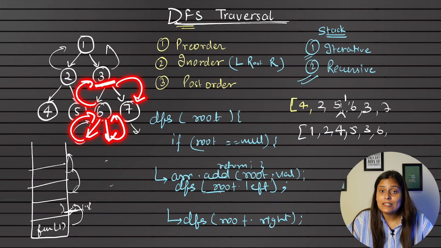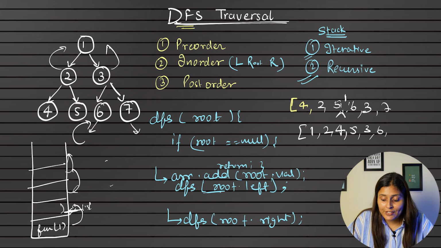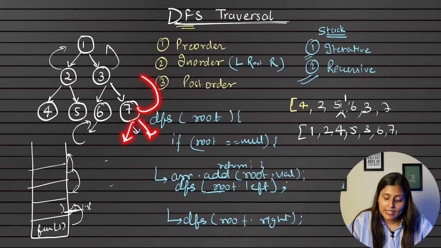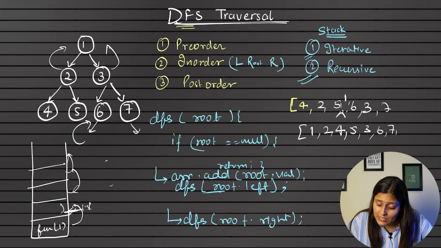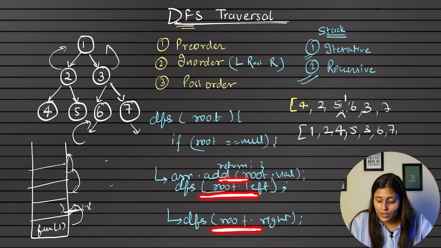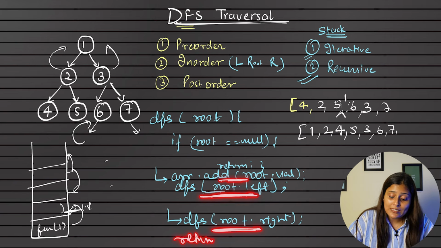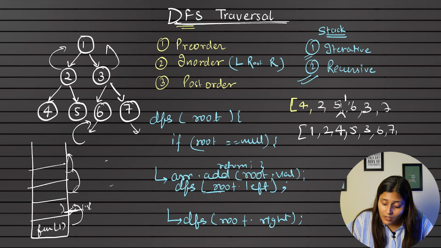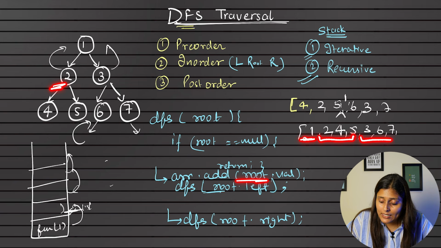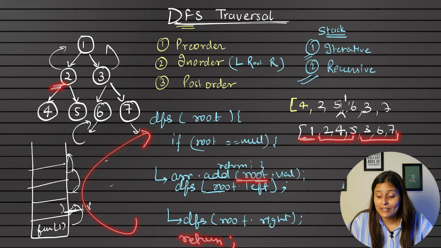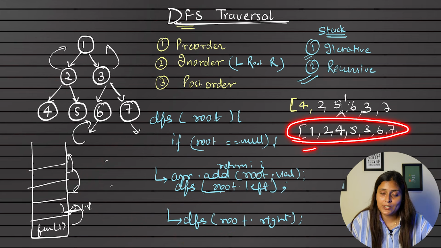Now we'll go for 3's right, which is 7. And 7 is a root, so 7 will get added. Now for 7, left and right are nothing. So we'll get returned to 3. Now for 3, left got returned, right got returned. So 3 will also get returned to its function. Now for 1, got added, 1.left got added, 1.right got added. So at the end, it will also get returned to the main function. So at the end, this array is nothing but preorder.